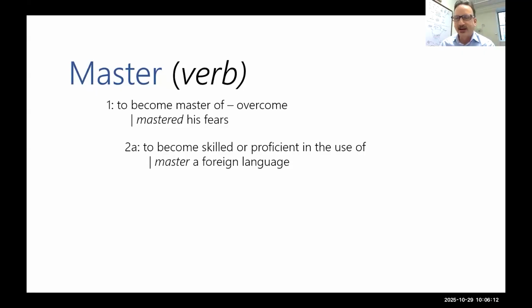I think mastery is also about becoming skilled or proficient in the use of something. An example might be to master a foreign language. And I think this is particularly apt because searching, in a sense, is its own sort of language with its own kinds of rules and systems. And so we're going to be talking about those rules and systems today of advanced searching.